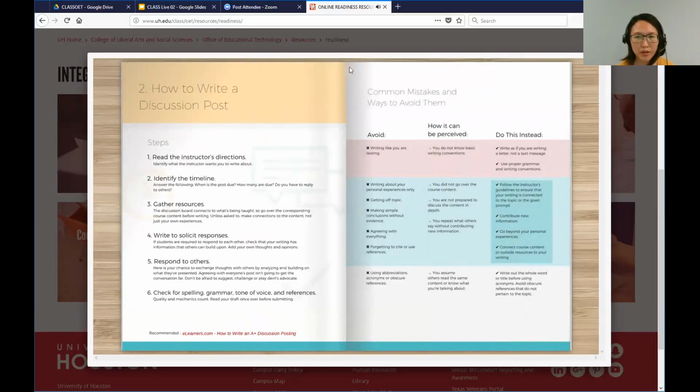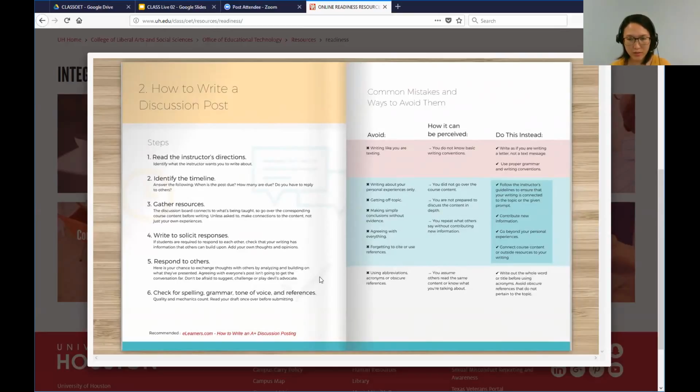And then the next part is about the do's and don'ts. So this first part discusses how to write a discussion post. And this isn't Blackboard unique. This can be applied to any discussion post, but it gives them just some really basic steps on how to get started, how to, you know, take it step by step. So read the instructor's directions, identify the timeline, gather resources, write to solicit responses, then respond to others, and finally to check for mechanics.